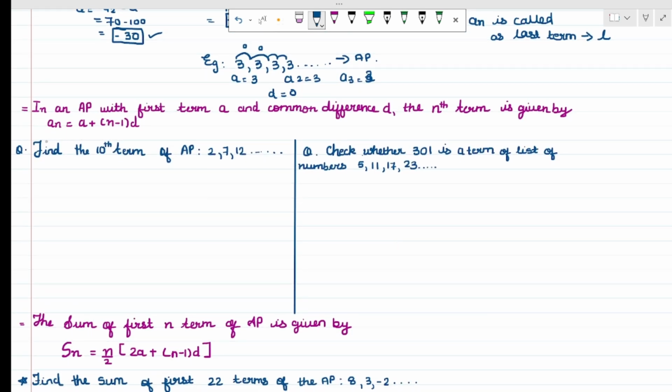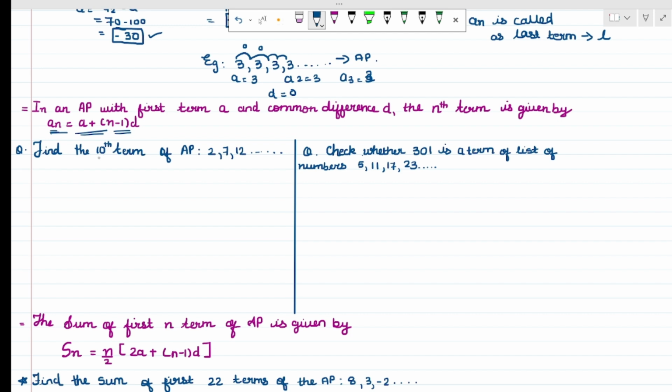You need to remember this formula: AN equals A plus (N minus 1) D. AN means your last term, A means your first term, N means the number of the term you need to find, and D means the common difference. So learn the formula: AN equals A plus (N minus 1) D. By applying this formula in a few questions, let's have a quick look for better understanding.